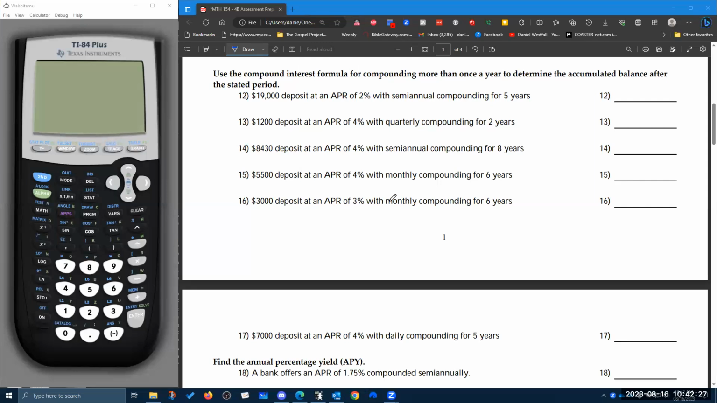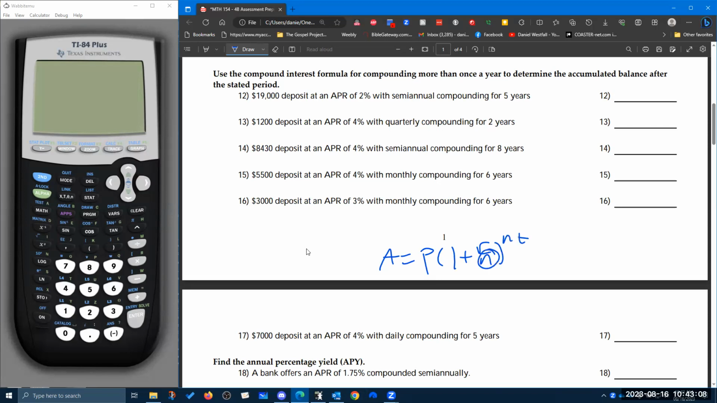In this video, we're going to calculate the accumulated balance for an investment or loan that is going to compound more than one time a year. These are all going to be investments because they say deposits here. So I'm going to show you how to do it by hand with the accumulated value formula. Again, that is A equals P times 1 plus R over N to the NT.